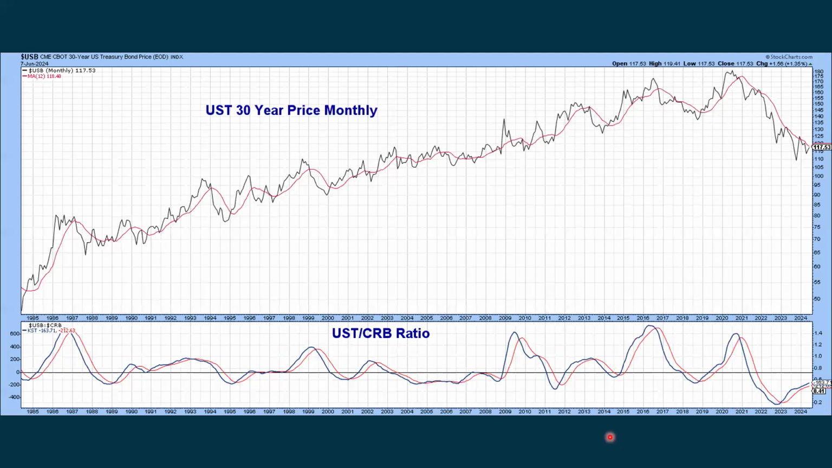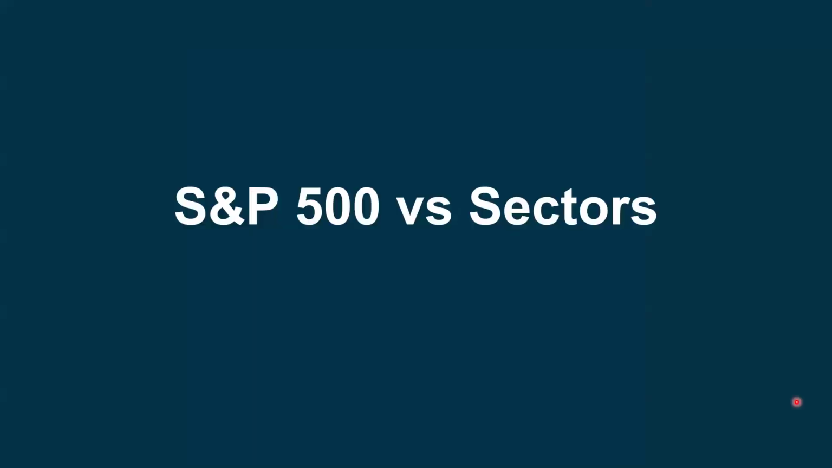Then we look at a monthly chart of the price of the 30-year bond, which is in a long-term downtrend as interest rates have been going up. On the bottom, we do a ratio between the 30-year bond ETF and commodities, showing how the price of bonds are still doing better longer term than the CRB index.